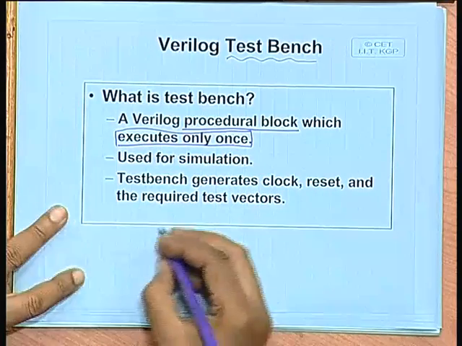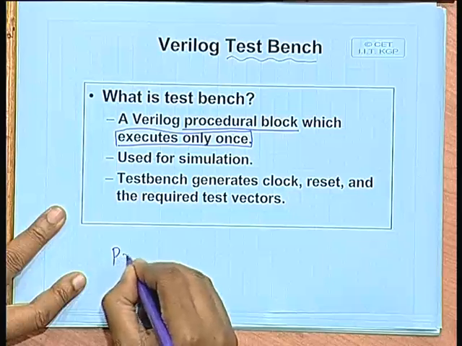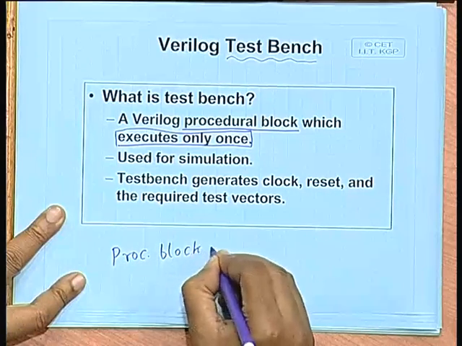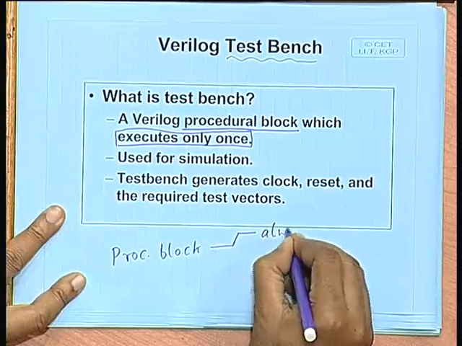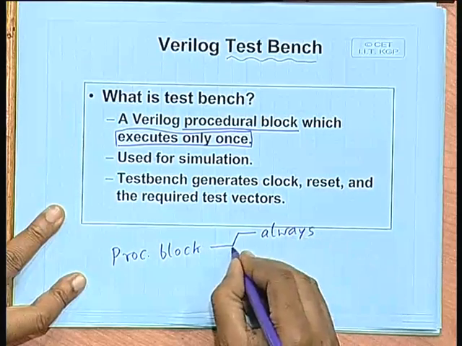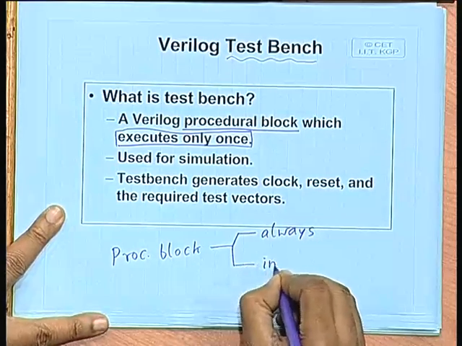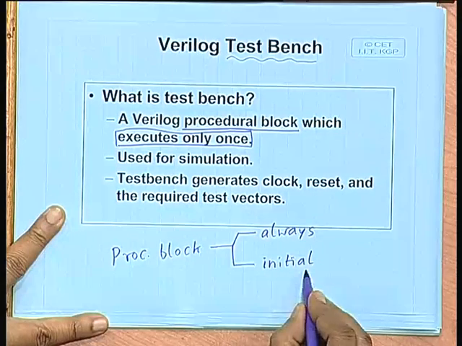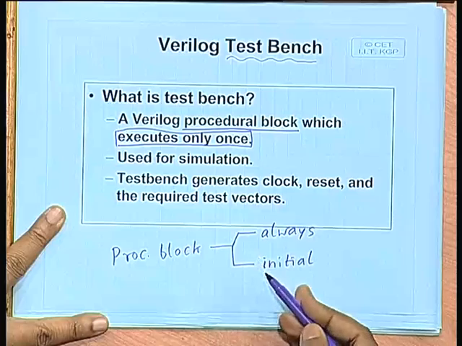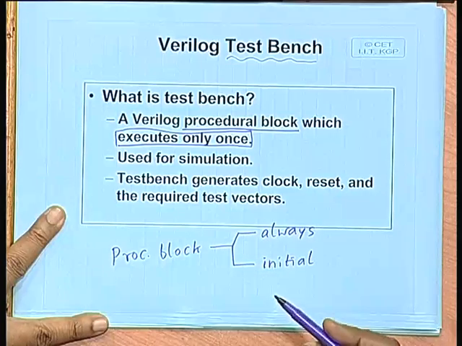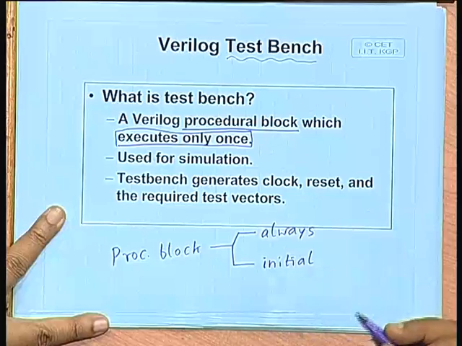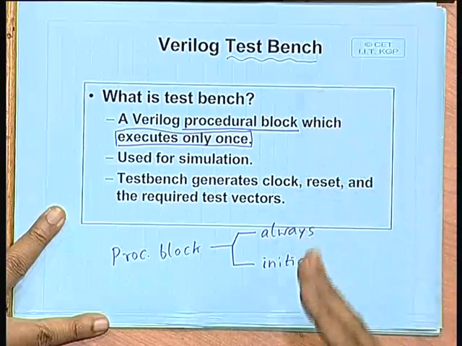Initial block. So, I had said earlier that there are two kinds of procedural blocks. One is always, which we use normally for design modeling, and the other is called initial. Now it is the property of this initial block that it is executed only once, and this is what we need when you are trying to run the test bench, because whatever we have written in the test bench file, that has to be executed only once, not repeatedly every time.